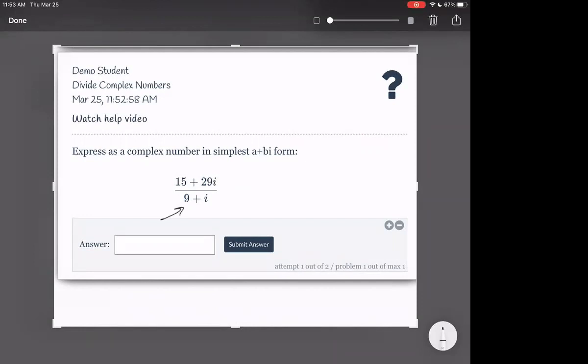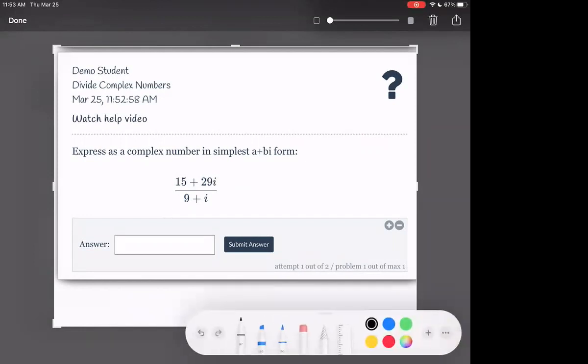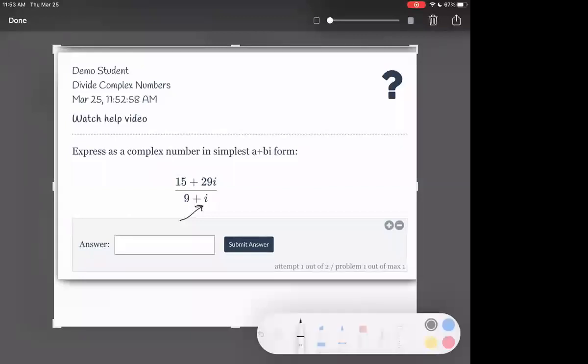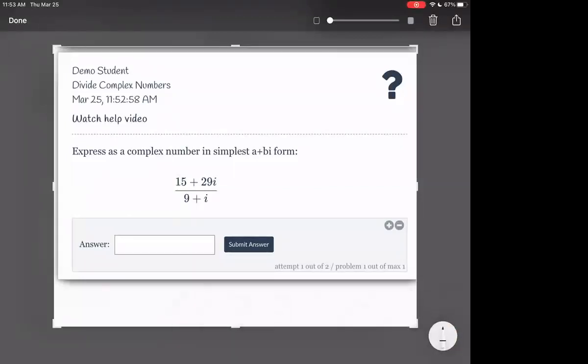We don't like the fact that, maybe I should point to the 9, we don't like the fact that there's an i here. So how do we get rid of the i? The trick is to multiply the top and bottom by the conjugate of the bottom. So instead of 9 plus i, it's 9 minus i. I'm going to multiply top and bottom by the conjugate. I will write that out.